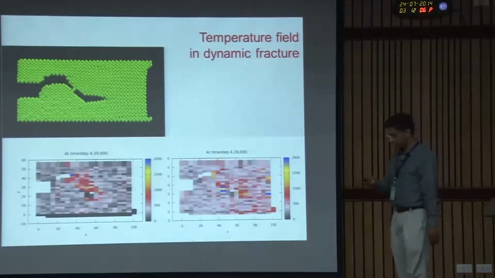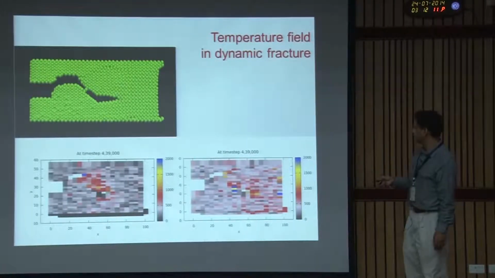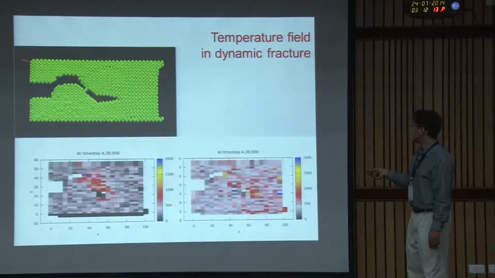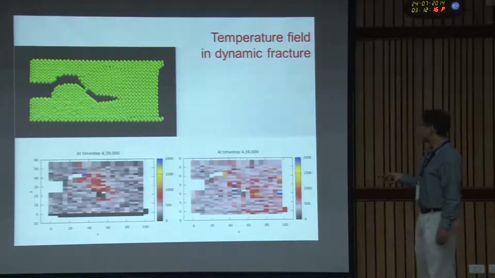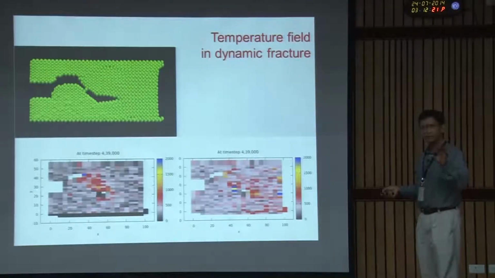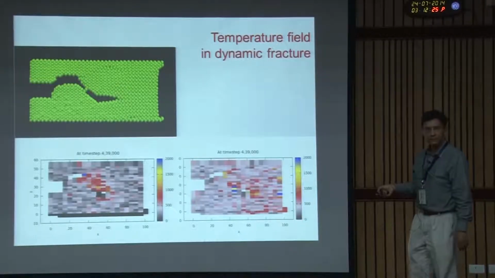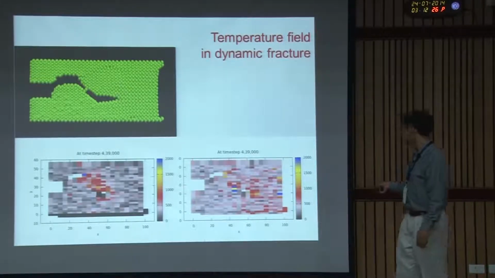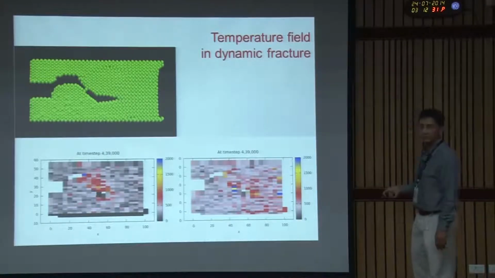Another thing which shows up in the area of dynamic fracture, for example, is that this slab is being pulled in mode 1, and then as the crack is propagating, these are the snapshots of temperature. As you can see, on the left we have kinetic temperature. I'll define what that is. On the right I have configurational temperature. I'll also define what that is, and they're very different.